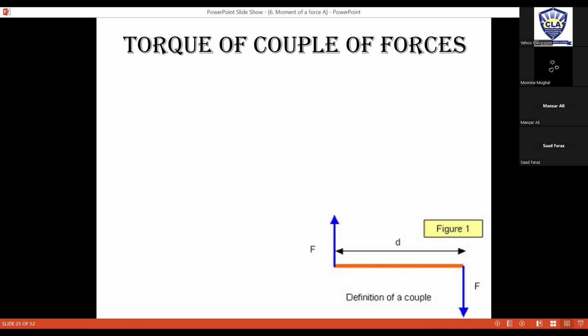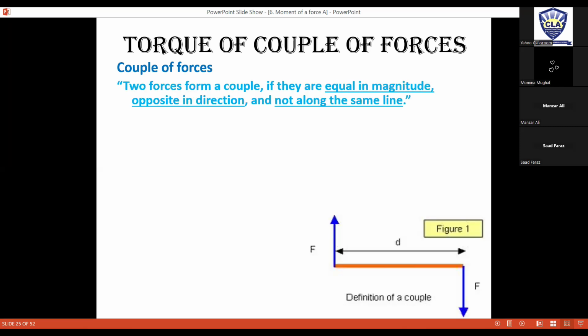What is the basic property? Both the forces are equal in magnitude. One force is down, the other force is up. That is, they are equal in magnitude and opposite in direction. So, such forces form a couple, but a third condition is also very important, and not along the same line. Two forces form a couple if they are equal in magnitude, opposite in direction, and not along the same line.